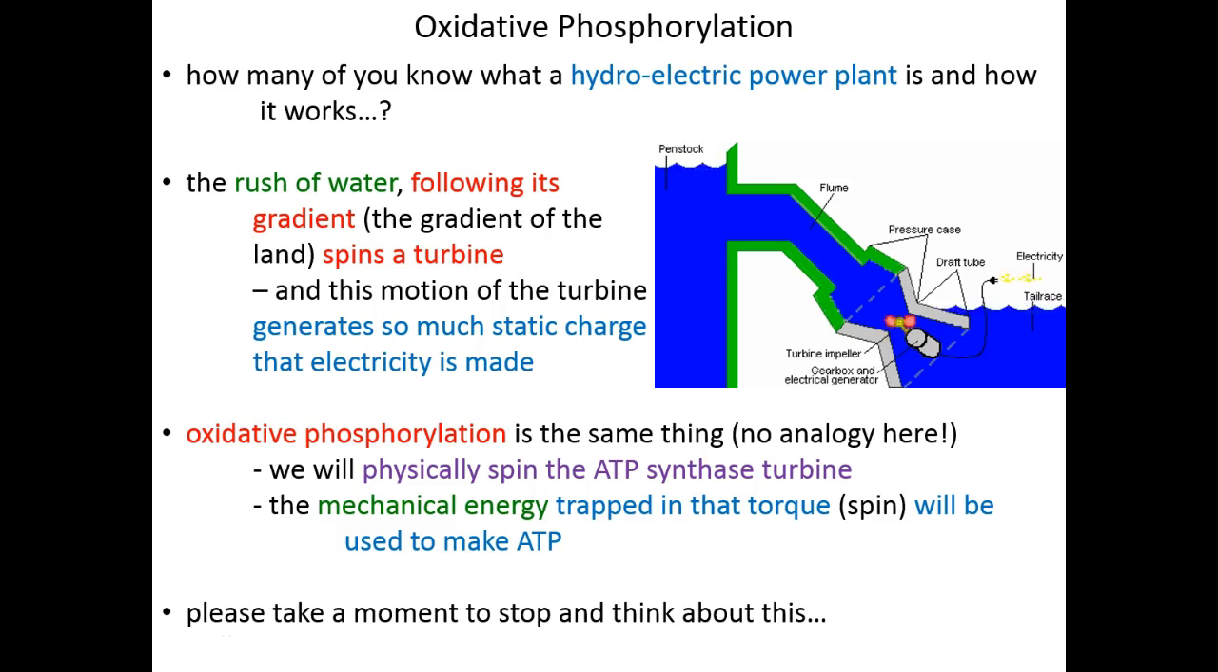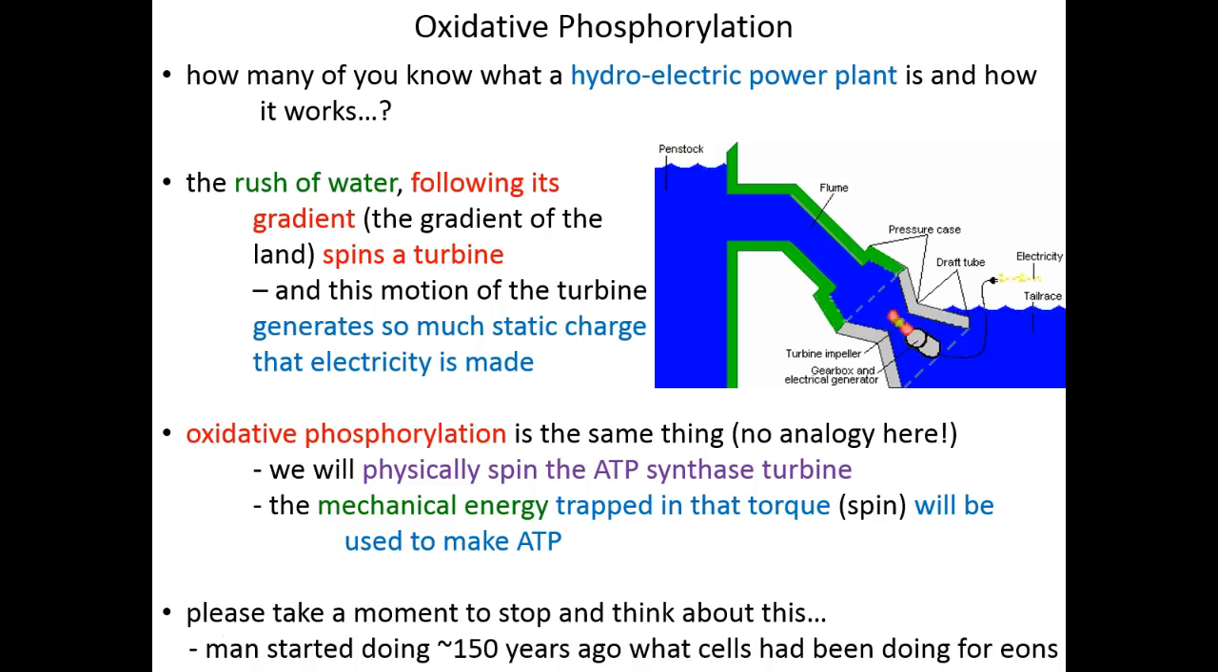And I want you to stop and take a moment to think about this. We, people, humans, developed hydroelectric plants somewhere between 150 and 200 years ago. And cells had been doing the very same thing for millions of years. It's just incredible that this happens inside our own cells. It's happening inside your own cells right now. Right now, each of you sitting there listening to this lecture has trillions of hydroelectric power plant turbines spinning in your mitochondria, generating ATP for yourself.